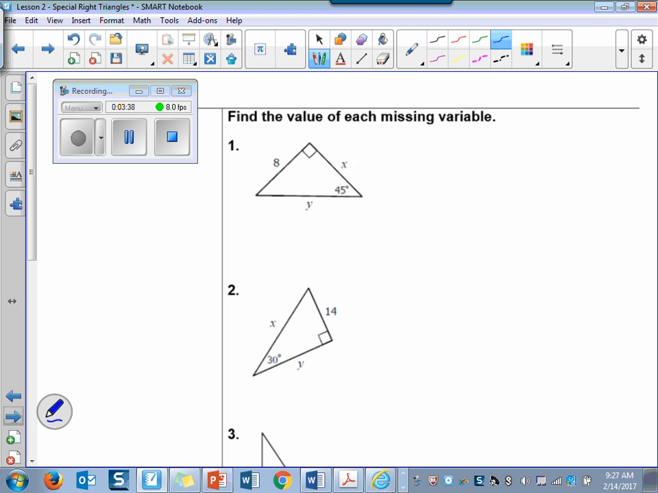All right, find the value of each missing variable. So in number 1, I'm looking at a 45, 45, 90, and that means that my legs are the same. So x is going to equal 8. The hypotenuse is the leg times the square root of 2. So in this case, 8 times the square root of 2.